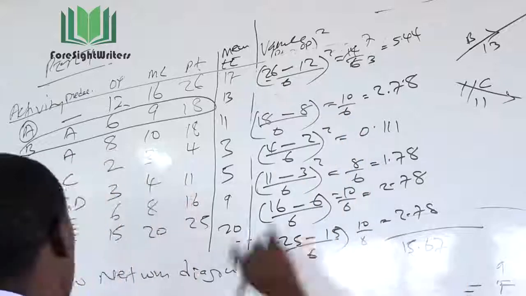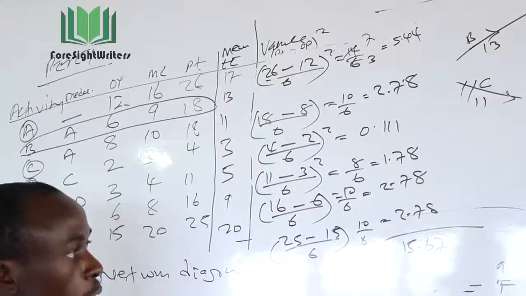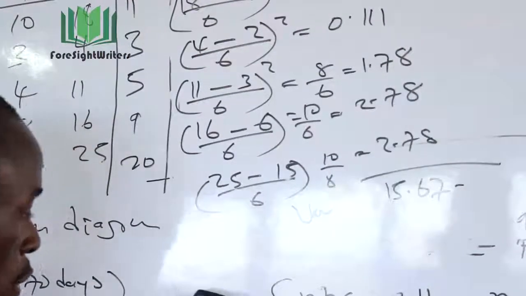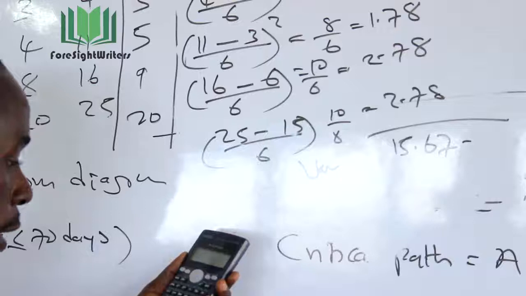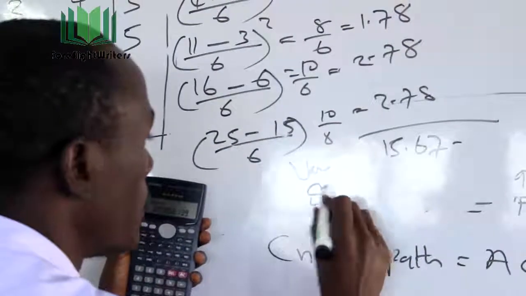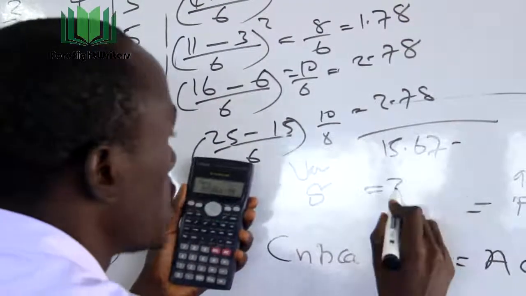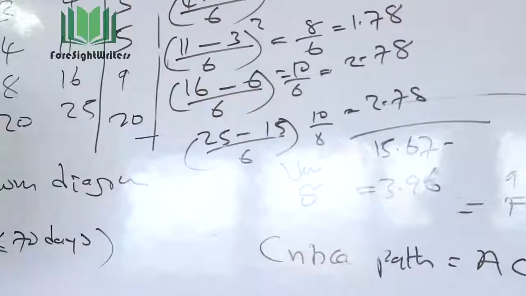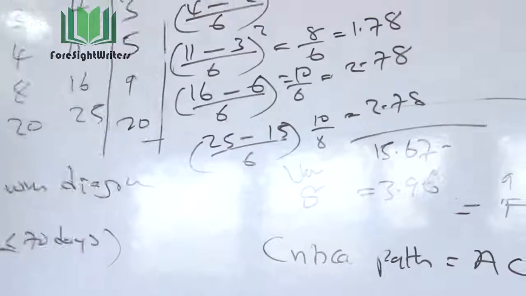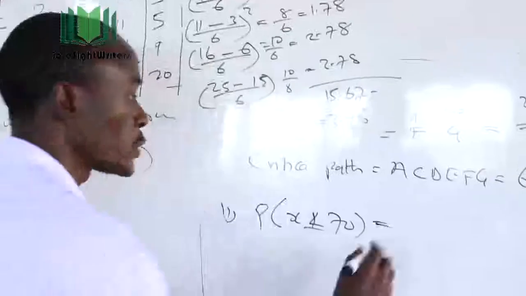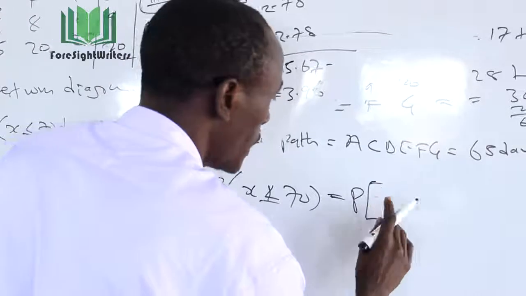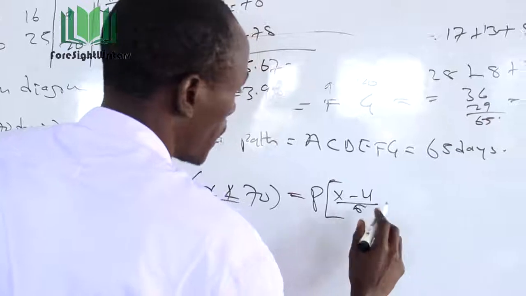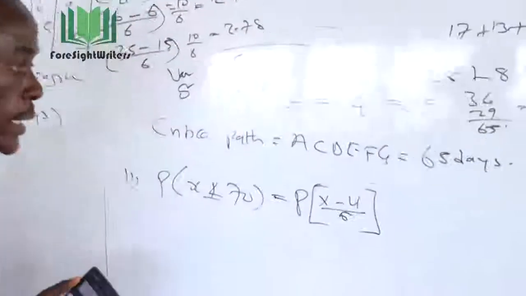So the total variance for all the critical activities is 15.67, but we are not interested in the variance. We are supposed to get the square root of the variance, which is the standard deviation. The square root of the variance is 3.95 or 3.96. This is what we require, because when we are given the probability, we are supposed to calculate Z equal to X minus mu over the standard deviation.